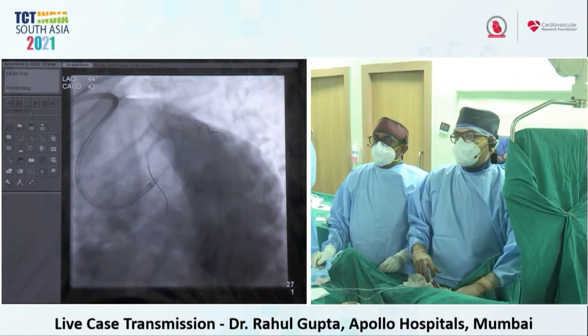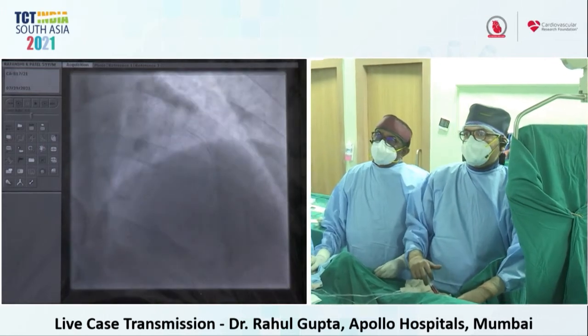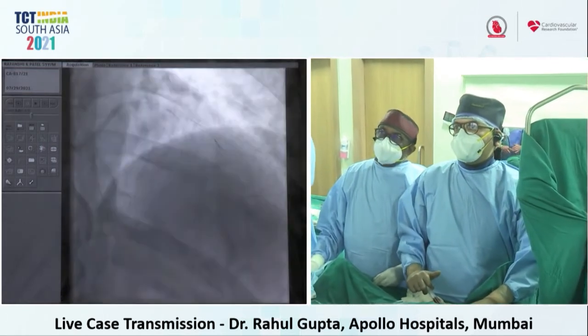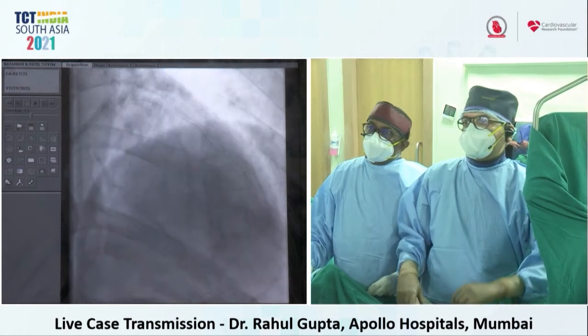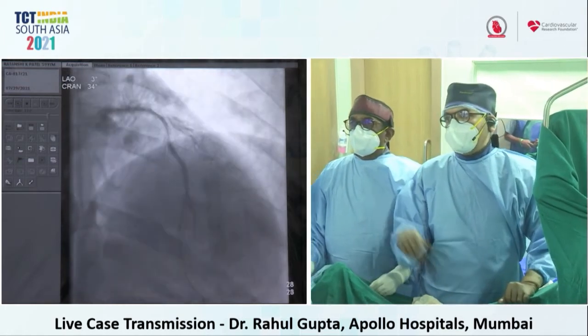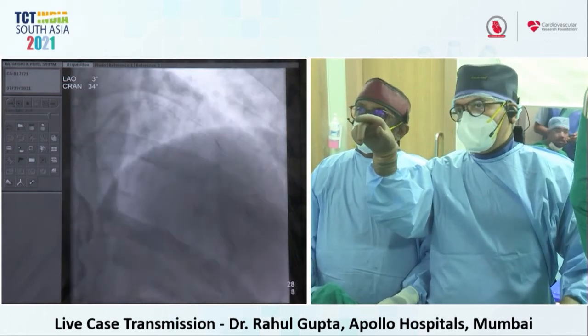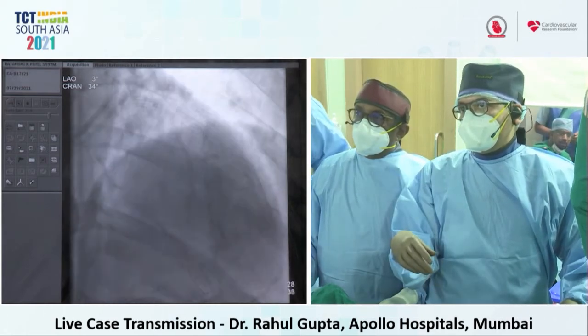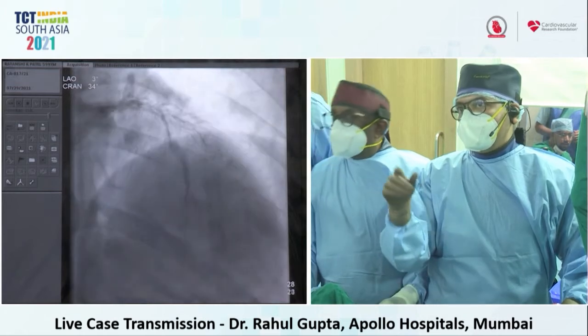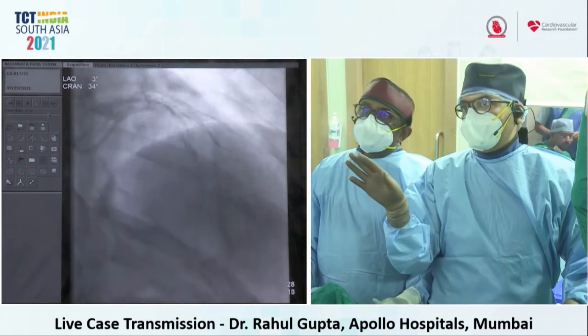I'll just take a small picture. So this is how the LAD looks like. So my idea is to take the stent from just below that lesion, which we see the hazy looking lesion, which is the culprit lesion, and take it to the proximal site, which looks slightly better.